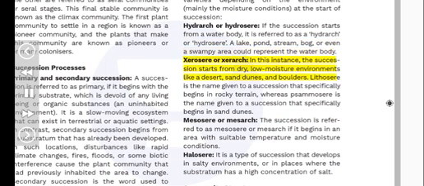Xerosere or xerarch. In this instance, the succession starts from dry, low-moisture environments like a desert, sand dunes, and boulders. Lithosere is then given to a succession that specifically begins in rocky terrain, whereas psammosere is the name given to a succession that specifically begins in sand dunes. Mesosere or mesarch. The succession is referred to as mesosere or mesarch if it begins in an area with suitable temperature and moisture conditions.